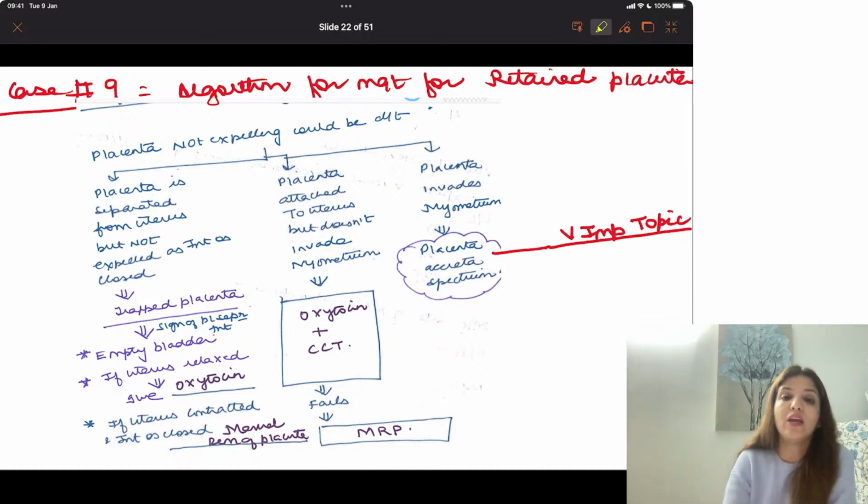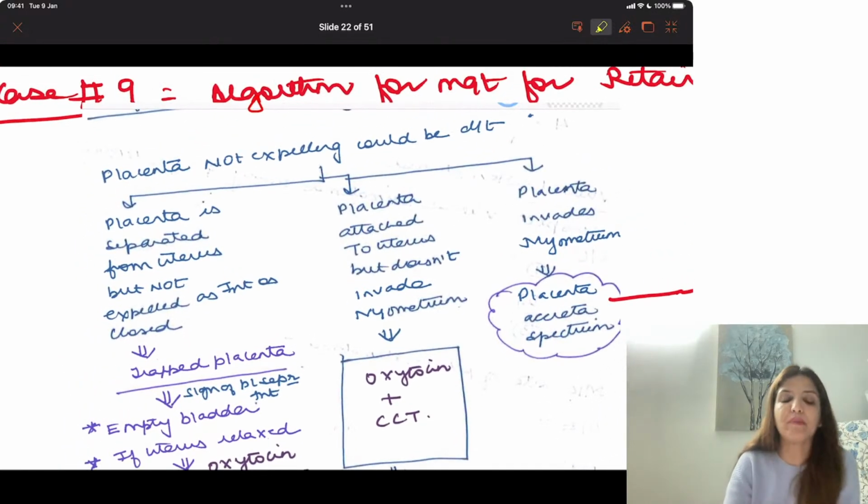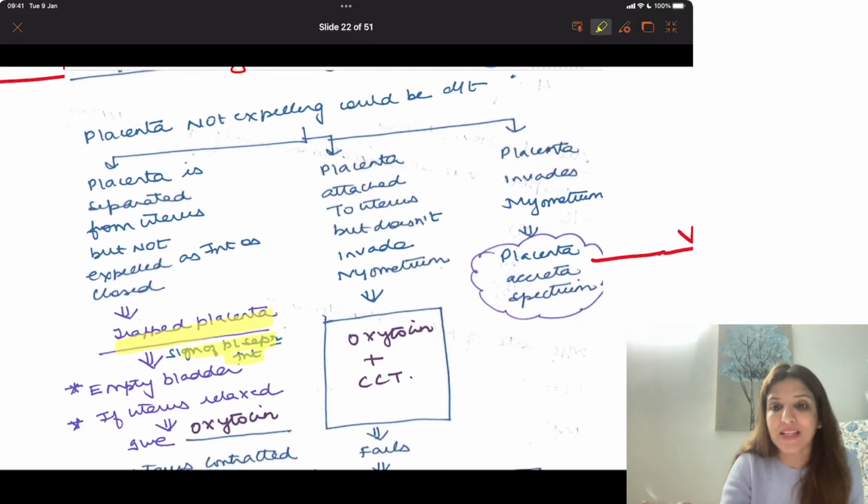Okay, now if the question is on retained placenta and says that the placenta could not be expelled, there can be three situations. Number one situation is that the placenta has separated from the uterus, but it is not expelled as the internal os gets closed. This means that it is a case of trapped placenta. And how do I know that it is a case of trapped placenta? Because signs of placental separation will be present. So the signs of placental separation are present, the internal os is closed and the placenta has been trapped inside.